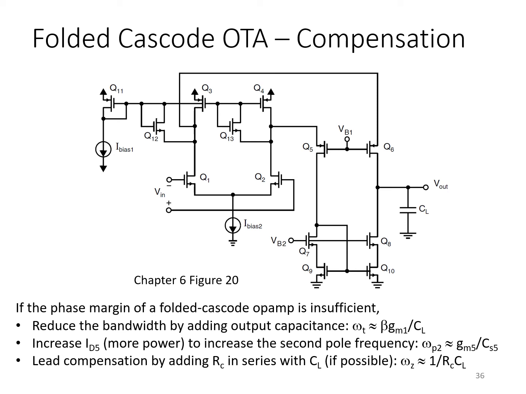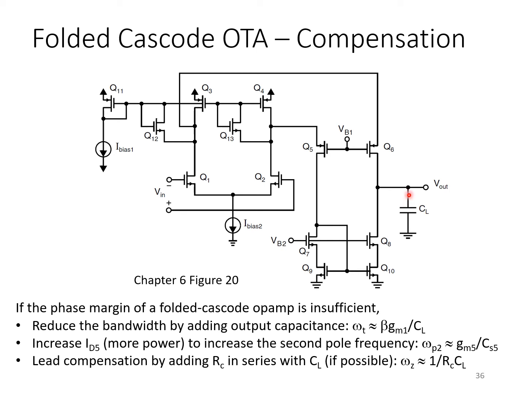We can also seek to improve the phase margin by increasing the bias current in these two branches here. Doing so increases the bias current of these two transistors, ID5 and ID6, thereby increasing their small signal transconductance, and thereby increasing the second poles associated with these nodes here, and that will also give us extra phase margin.